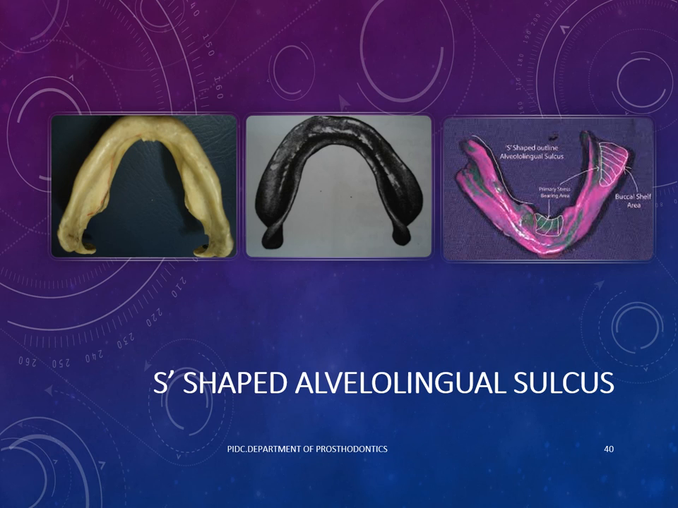These are typical impressions. You can see that in this particular area, when you ask the patient to move his tongue to the right or to the left lateral position, in the alveolar lingual sulcus area the green stick compound is molded in a nice S-shaped pattern. When you see such an S-shaped pattern, this can be seen only in very mildly or moderately resorbed cases. In very highly resorbed cases, you might not be able to visualize a typical S-shaped alveolar lingual sulcus.